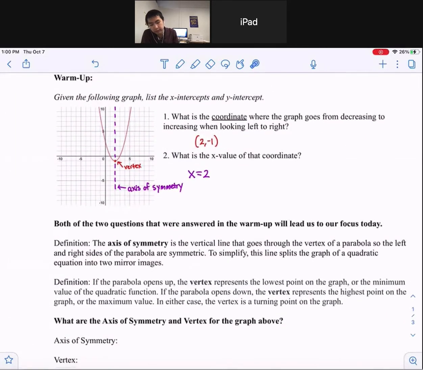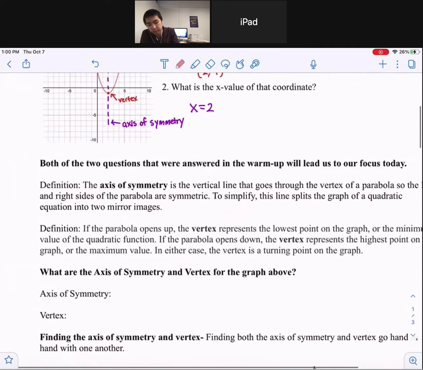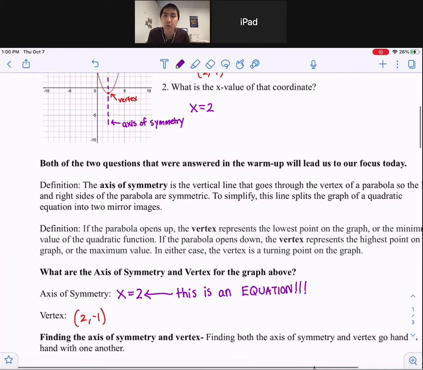So what are the axis of symmetry and vertex for the graph above? We already wrote it. The vertex, you guys, was (2, -1). And your guys' axis of symmetry is x = 2. So make sure you guys write this part down. The axis of symmetry, you guys, is an equation.